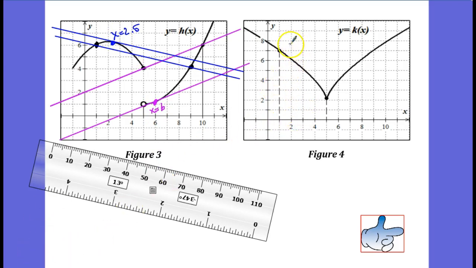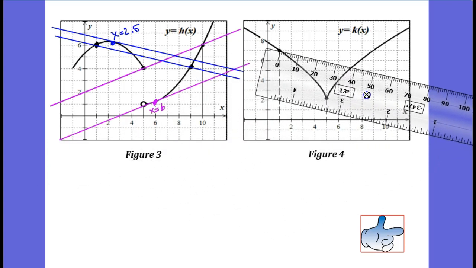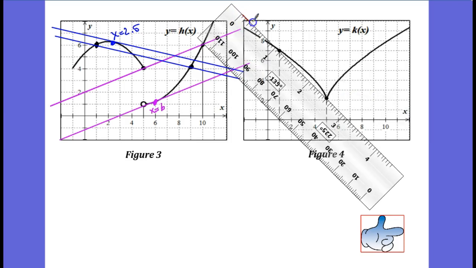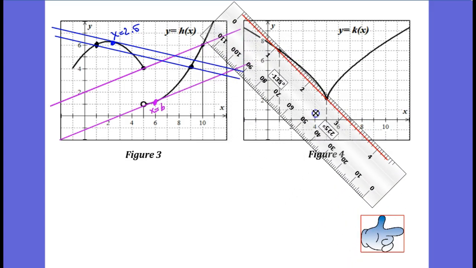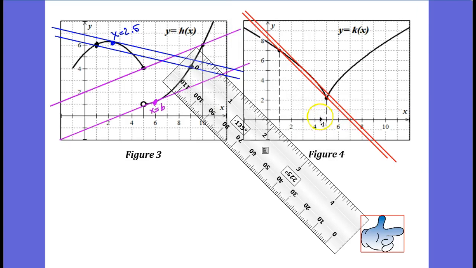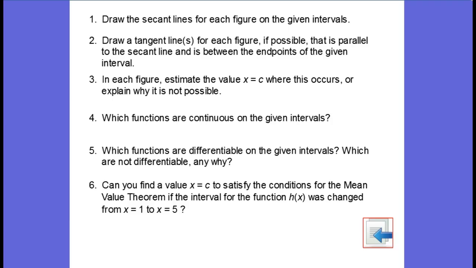So the 2 indicated points for my interval are located at 1, 7 and at 5, 2. Let me sketch that secant line. So here is our secant line passing through those 2 points. And keeping it parallel, let's see if we can sketch a tangent line. So identifying our point of tangency, the best candidate seems to be x equals 4. Alright, so let me close my ruler. And let's take a look at those questions again.